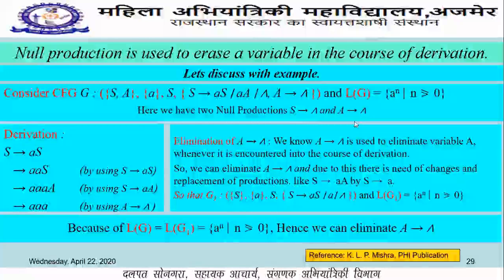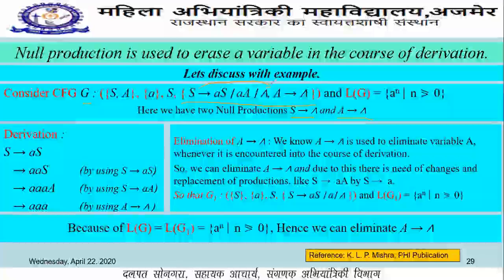Here we consider a grammar G described like this, and the productions are this, where there are two null productions, S tends to null and A tends to null. And the language described by G is like this, the occurrence of A where n is greater than or equal to 0. In other words, we can say the occurrence of A is a to the n. You can read it any way.